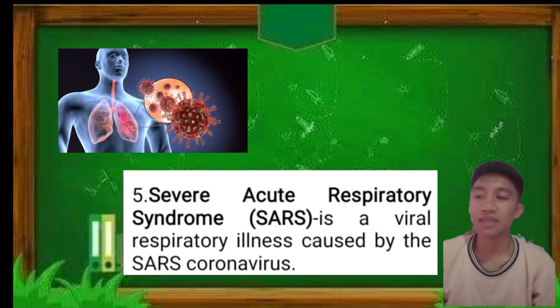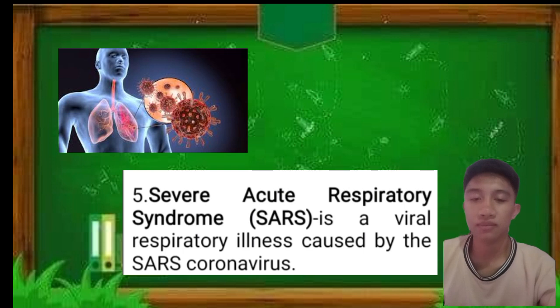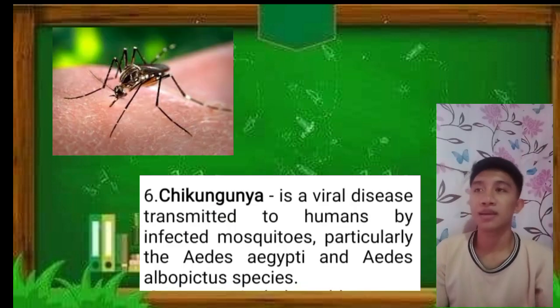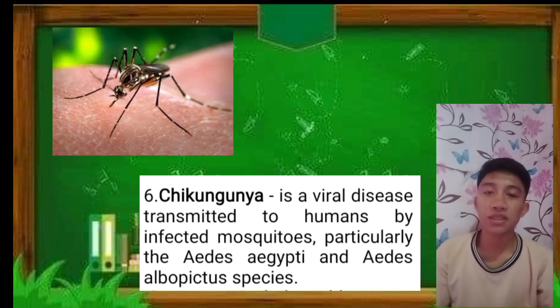And the next one, class, is severe acute respiratory syndrome. It's a viral respiratory illness caused by the SARS coronavirus. The next one, class, is chikungunya. It is a viral disease transmitted to humans by infected mosquitoes, particularly Aedes aegypti and Aedes albopictus.